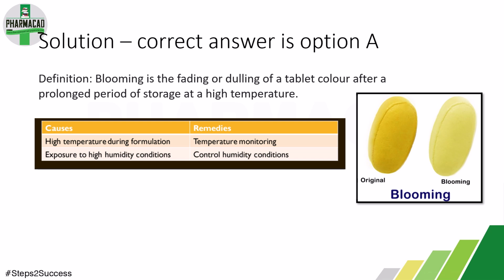Let's understand the cause. High temperature during formulation can cause blooming. Exposure to high humidity conditions. If the tablet stays in a humid environment, it may react with the outer layer of the tablet, and that is the reason the dulling of the tablet is taking place. So the remedy is we have to monitor the temperature; the tablet should be manufactured under controlled temperature and controlled humidity conditions to prevent such a defect, and defected tablets are always discarded.